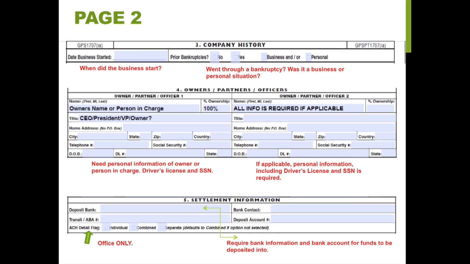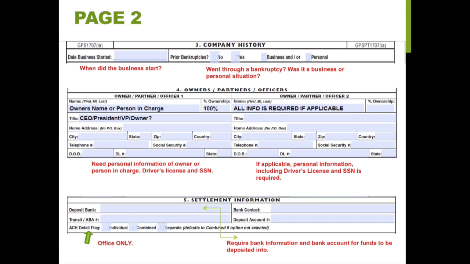Number 5, settlement information. This is the information of the bank account this business uses. This is the account to which the funds will be deposited. For instance, if the merchant processes $100, then the next day or the day after, that $100 will be deposited to the specified bank account.